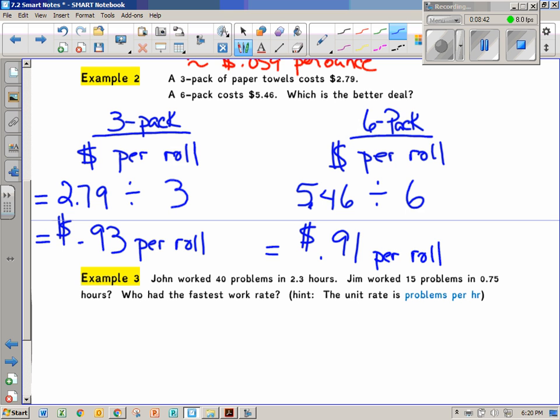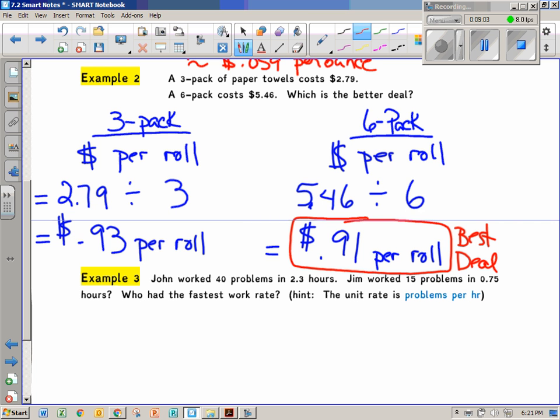So, which is the better deal? Well, the 6-pack. The bigger package of things is not always the better deal. It is often, but not always. Just circle this one. Best deal.